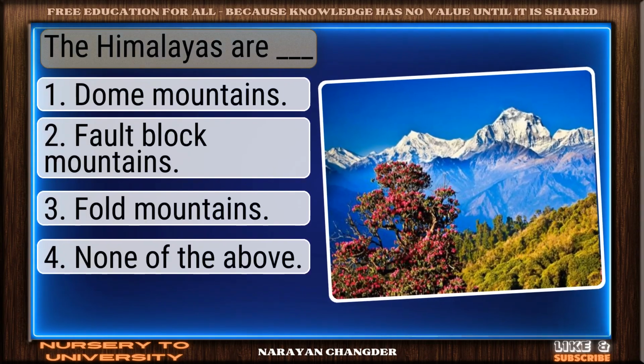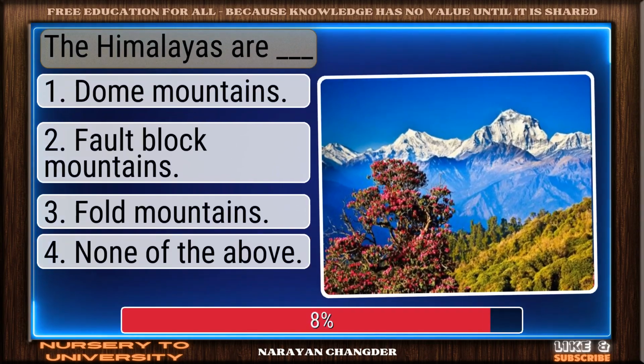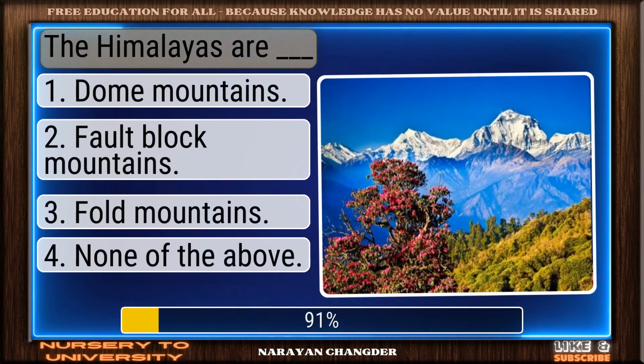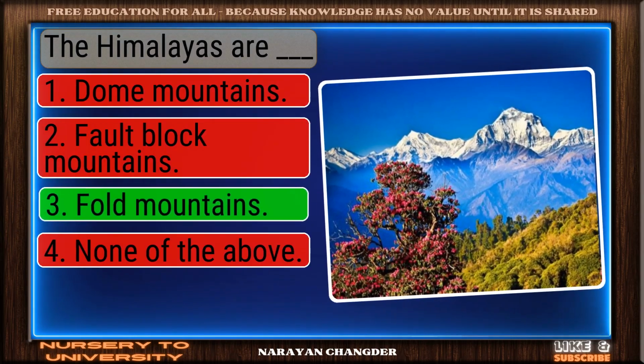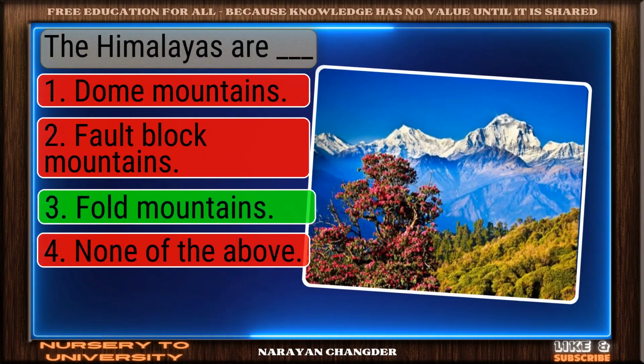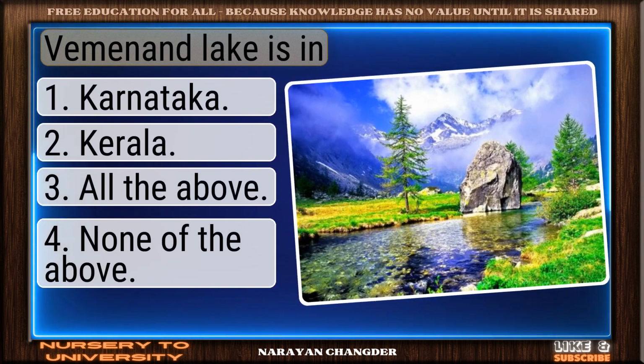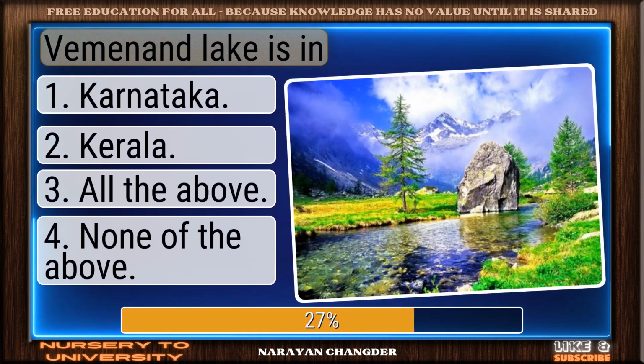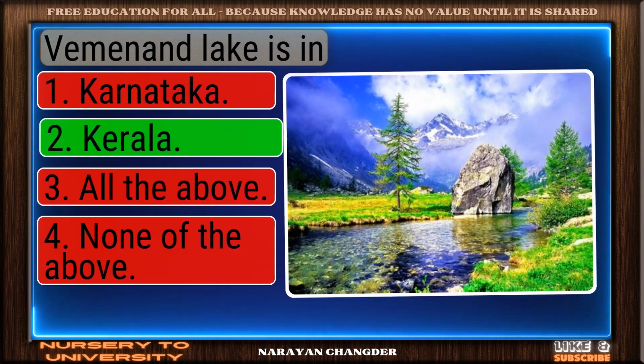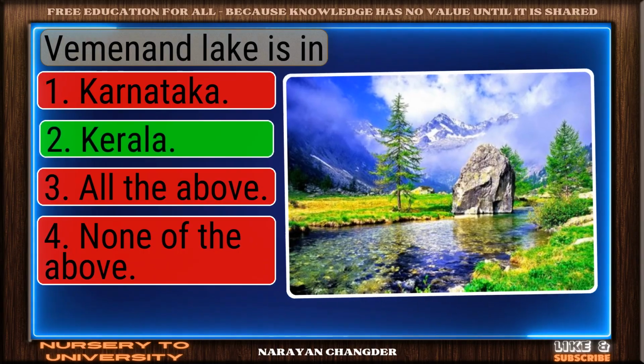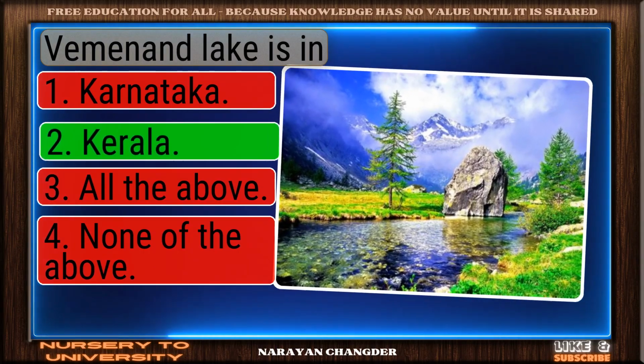Question number 191. The Himalayas are dash. You chose Fold Mountains, and it is correct. Question number 192. Vembanad Lake is in. Great thinking. Kerala is the right choice.